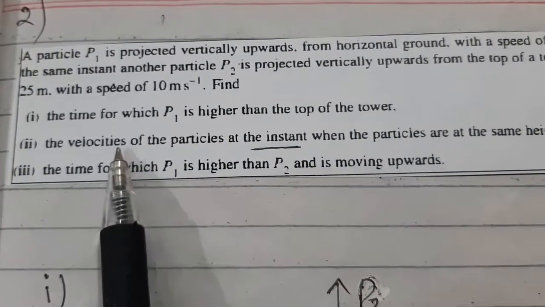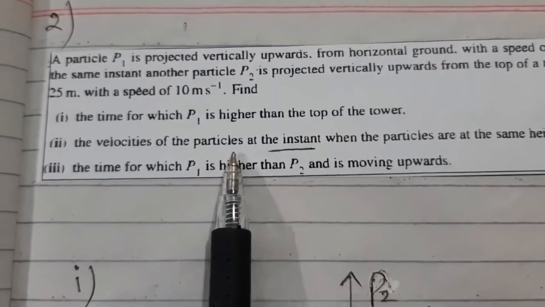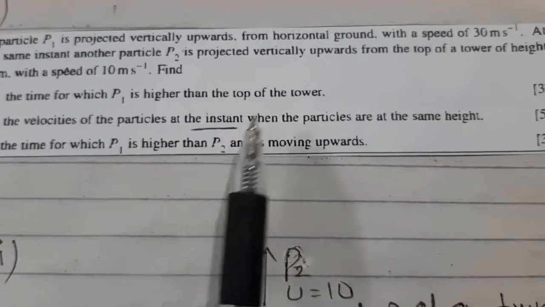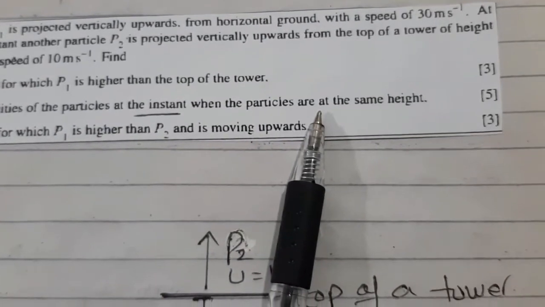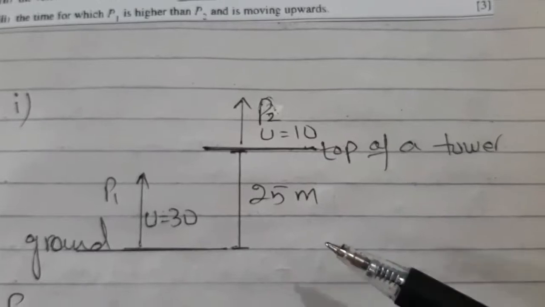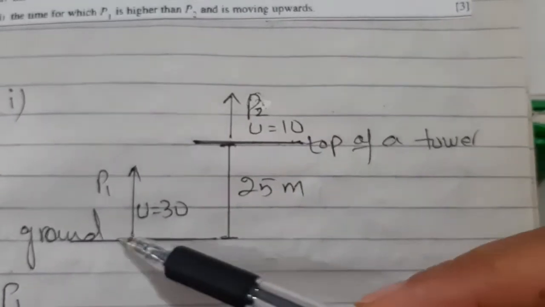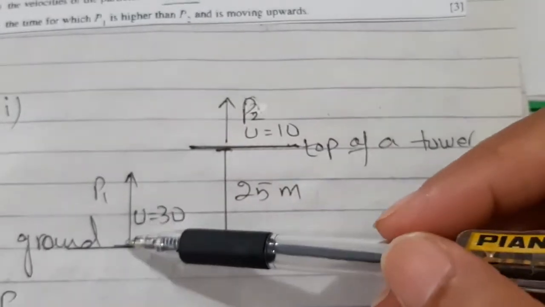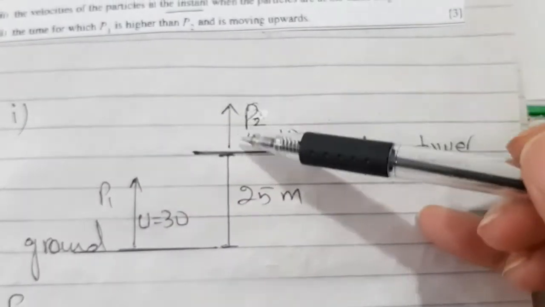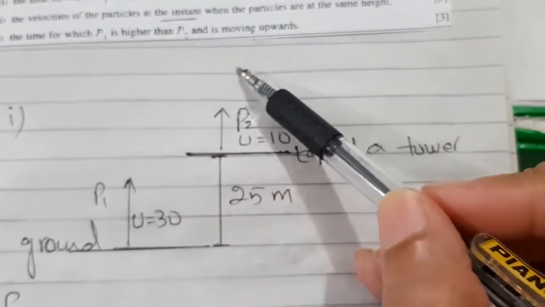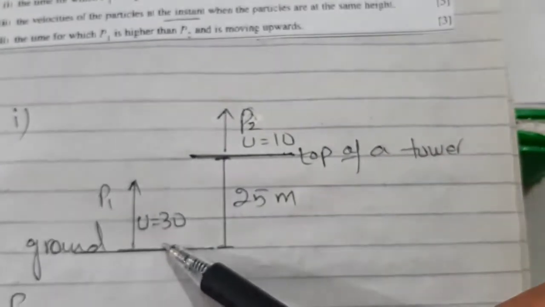Now the question is saying find the velocities of the particles at the instant when the particles are at the same height. Now, same height always means from the same reference. For example, I am talking with respect to this reference. Suppose it is going up and the other is also going up. So this is the time when they both are at the same height from the ground.